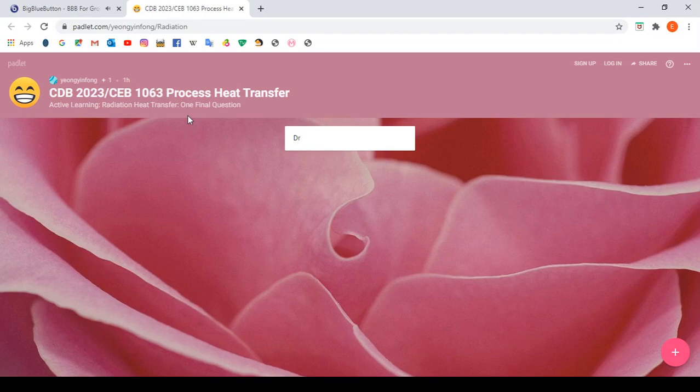If you have any questions related to radiation, please post them on the Padlet here. That's good, students, start posting the questions. We can come back to them later on after the break.